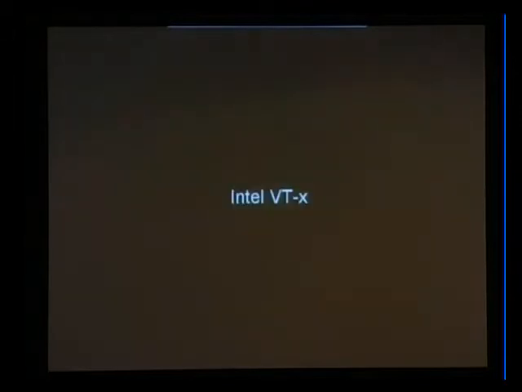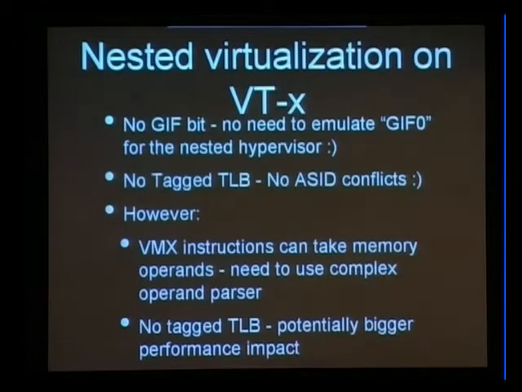I will show the picture about performance impact later when I discuss paravirtualized domains on AMD. What about Intel? There is no global interrupt flag on Intel, so it's a bit simpler to implement nested virtualization on Intel. There is no tagged TLB support right now, no ACID conflicts too.